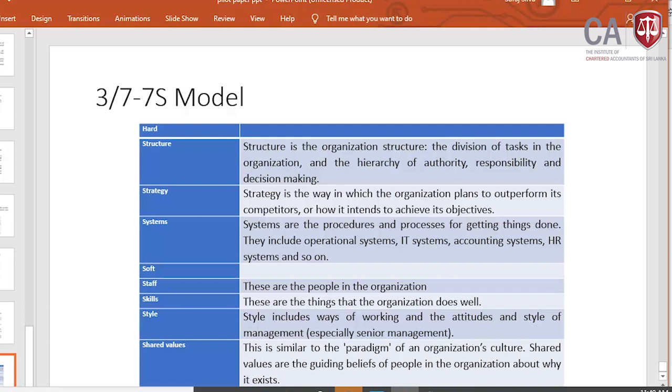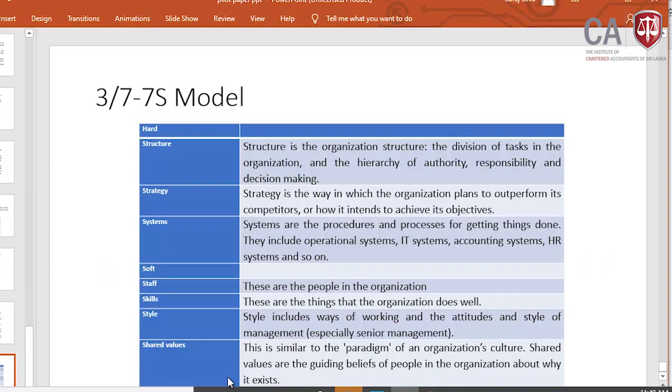Soft factors. There are 4: staff, skill, style, shared values. Staff means the people in the organization. Skill means the things that the organization does well. Style includes ways of working, attitudes and style of management, especially the senior management. Shared values, this is similar to the paradigm of an organization's culture. Shared values are the guiding beliefs of people in the organization about why it succeeds, the culture of the organization.